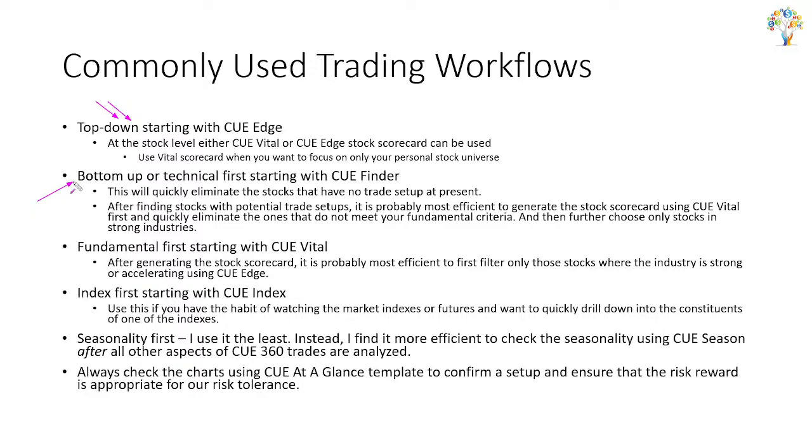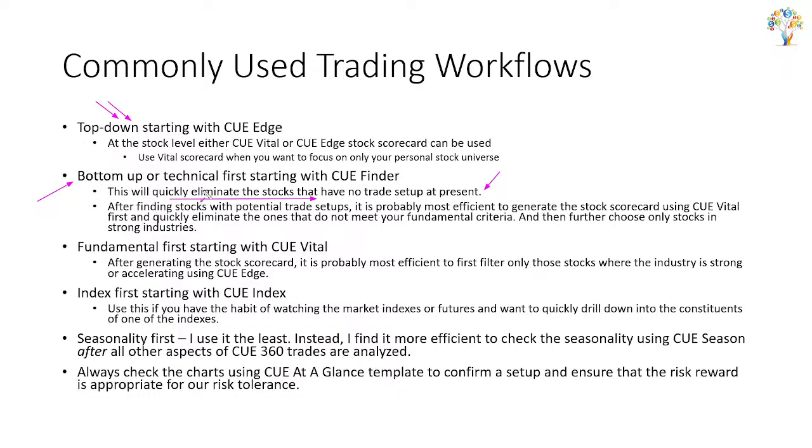The other very popular workflow is bottom up or technical first, starting with QFinder. Here we run QFinder on our selected universe, maybe the futures and option stocks, maybe all liquid stocks for the USA market. We run the technicals first. This will quickly eliminate the stocks that have no trade setup at present. That's useful. So we will not be biased into taking a trade where we have no proper setup. That will help us to be more disciplined. Quickly eliminates the stocks. We are left with a smaller candidate list.